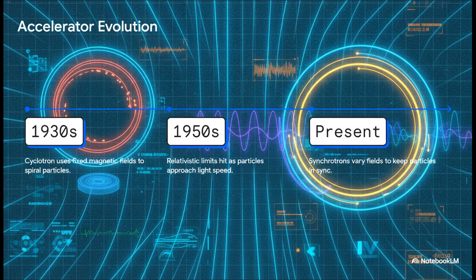As particles get closer to the speed of light, relativistic effects cause them to fall out of sync with the electric pushes. To solve this, the synchrotron was born. In a synchrotron, both the magnetic field strength and the oscillator frequency are constantly varied or synced to keep the particles on a single massive circular track no matter how ridiculously close to the speed of light they get.